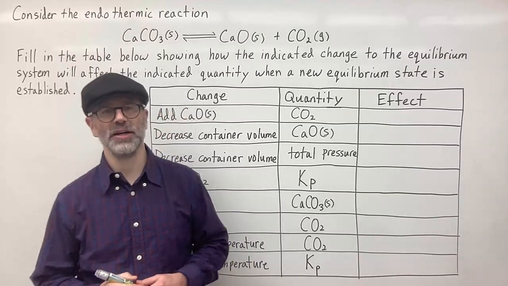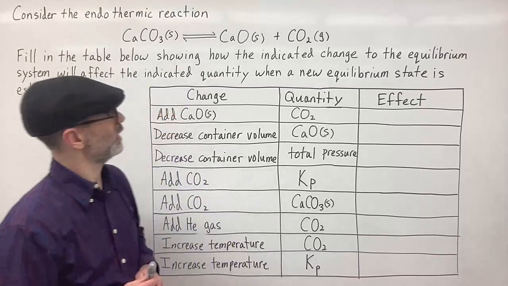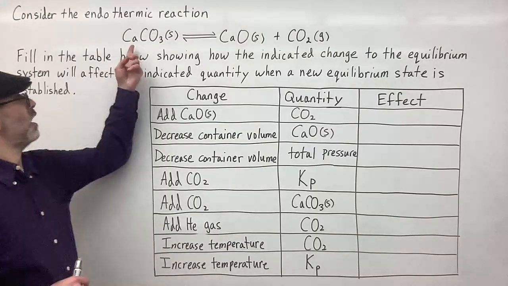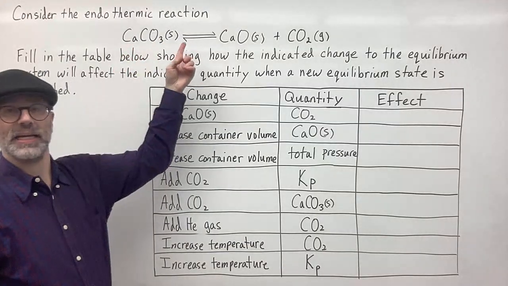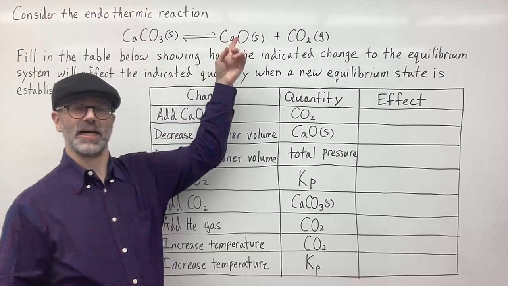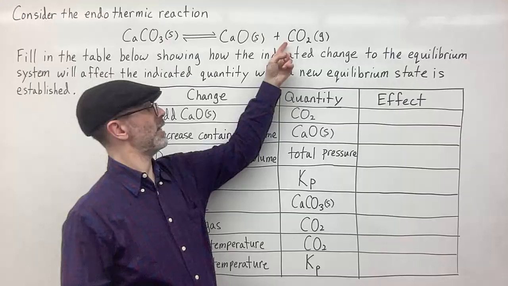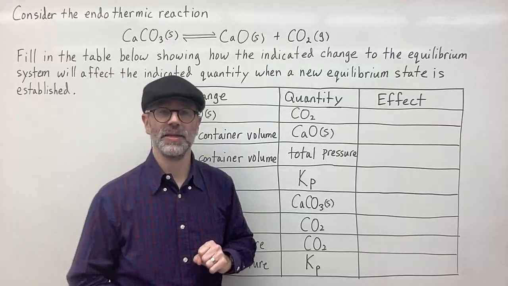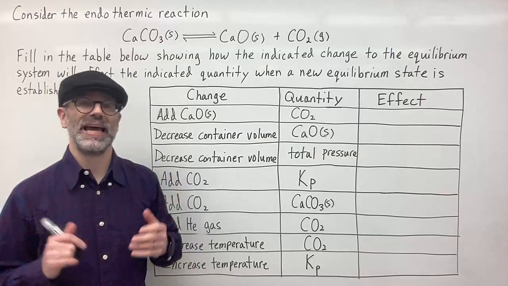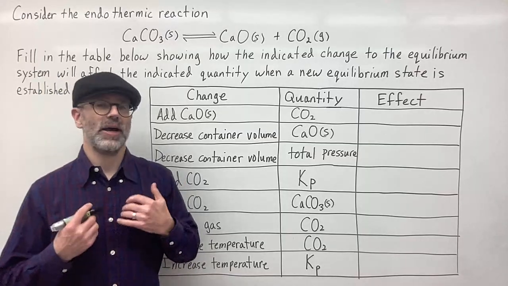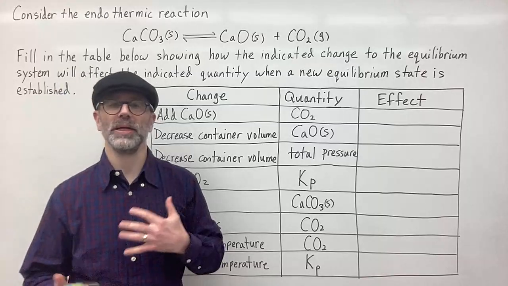Okay, so here it says consider the endothermic reaction, and here they give us the equation CaCO3, calcium carbonate, solid, in equilibrium with calcium oxide solid, CaO, and then carbon dioxide gas. Now, the first thing I want to do is it says consider the endothermic reaction. So endothermic means that the reaction is going to be absorbing heat.